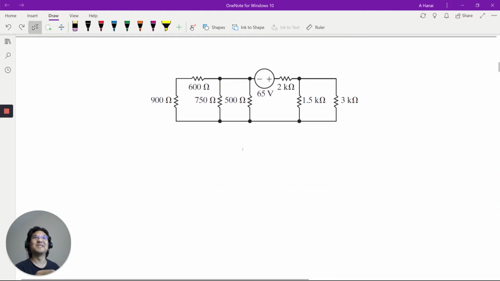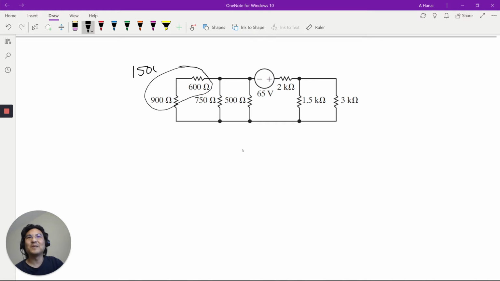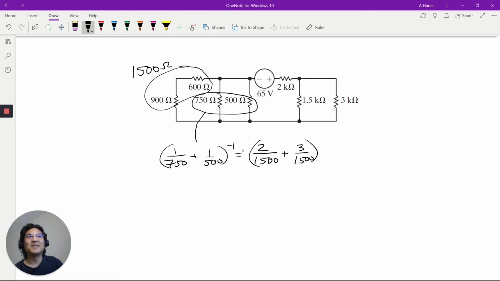I found one that's like a big mess. Okay, so you take a look at this. What do we see? These are in series. When in series, you add them together. So that's 1500. Anything else in series? Not really. These two are in parallel. So how do you compute parallel? 1 over 750, 1 over 500, and then you take the reciprocal. Just punch it in the calculator, but that's 2 over 1500, and then that's 3 over 1500. So then that's 5 over 1500, take the reciprocal, that's 300. And then just to check, 300 is indeed less than either of these. That's my first check.